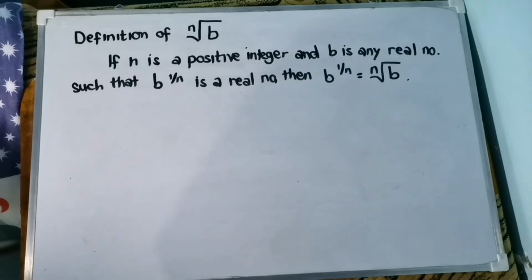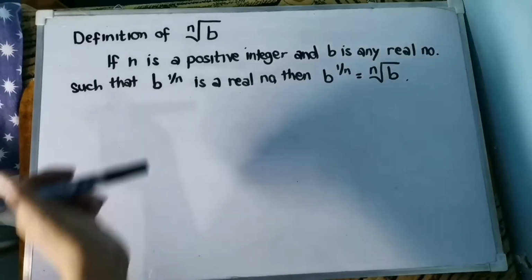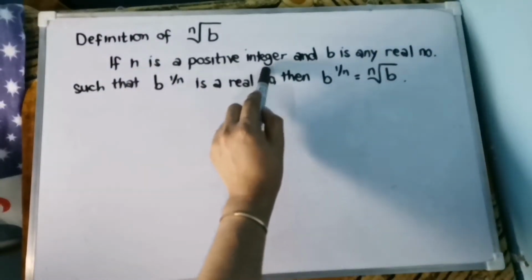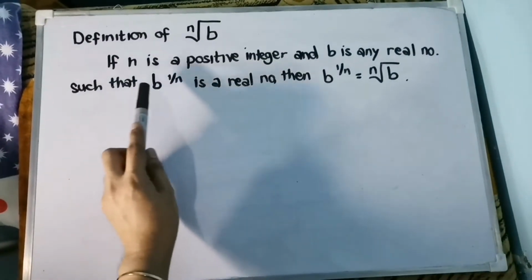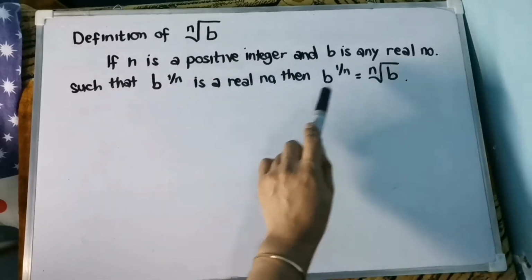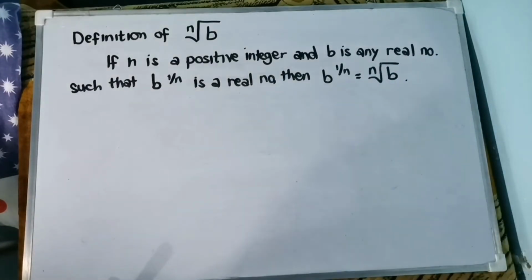So, may panibagong concept na naman tayong pag-aaralan ngayon, that is the continuation on properties of rational exponent, wherein yung ating exponent is a fraction or is in fraction form. So, ngayon naman, let us define the n root of b. If n is a positive integer and b is any real number such that b raised to 1 over n is a real number, then b raised to 1 over n equals n root of b.